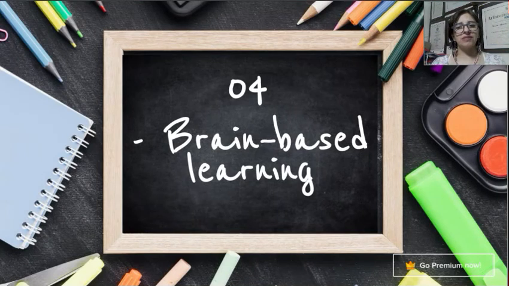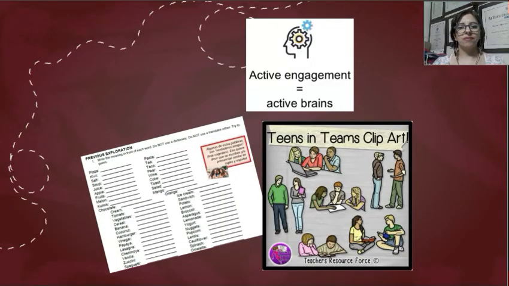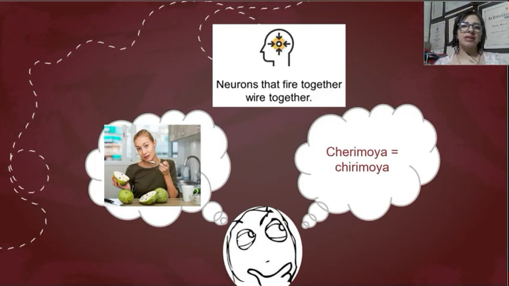Before finishing this video, I want to remind you how my class included brain-based principles. We see active engagement equals active brains when the students had to move around the classroom and ask their classmates and teacher about the new vocabulary and practice the pronunciation of those words. This activity connected to the experiences when tasting and eating the food is applied in neurons that wire together principle.